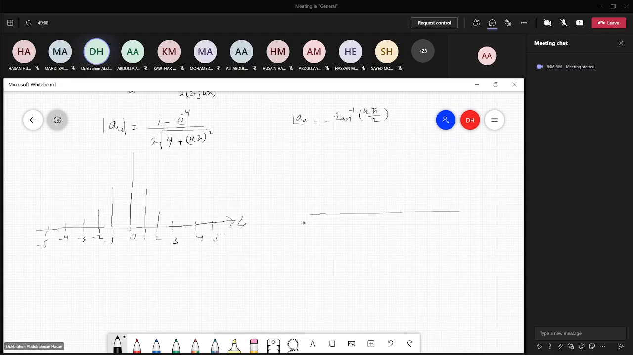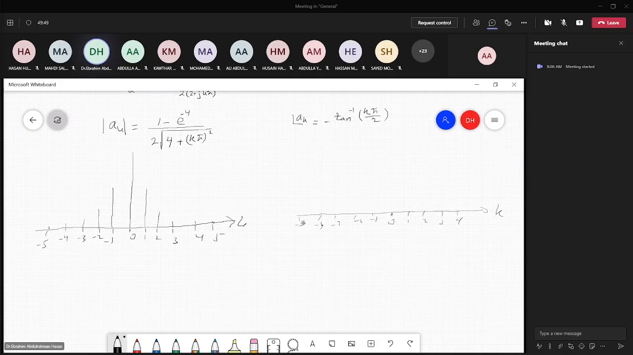And this, as we said, has even symmetry. So this is k: 0, 1, 2, 3, 4, as we go. Similarly, minus 1, minus 2, minus 3, minus 4, minus 5. Again, it is clear that when k is very large, it becomes 1 minus e to the power of minus 4 divided by a very large number, which is infinity. So then it's going to approach 0, its value becomes approximately 0.